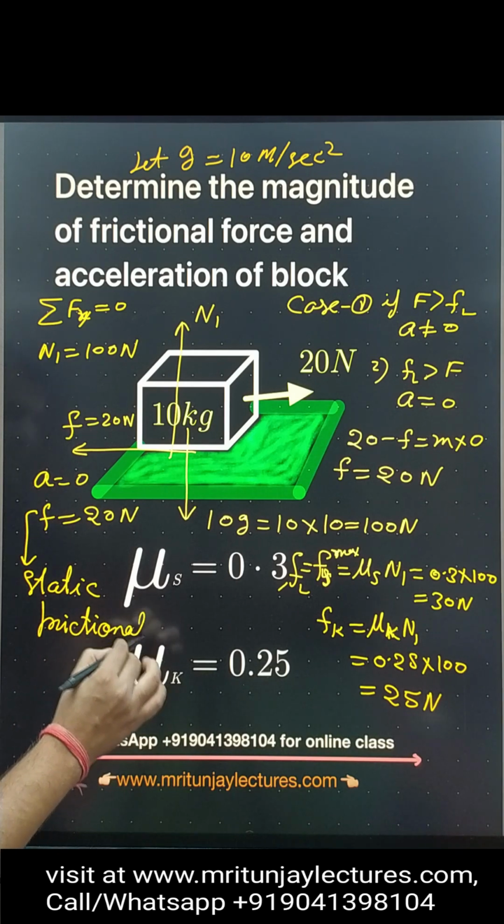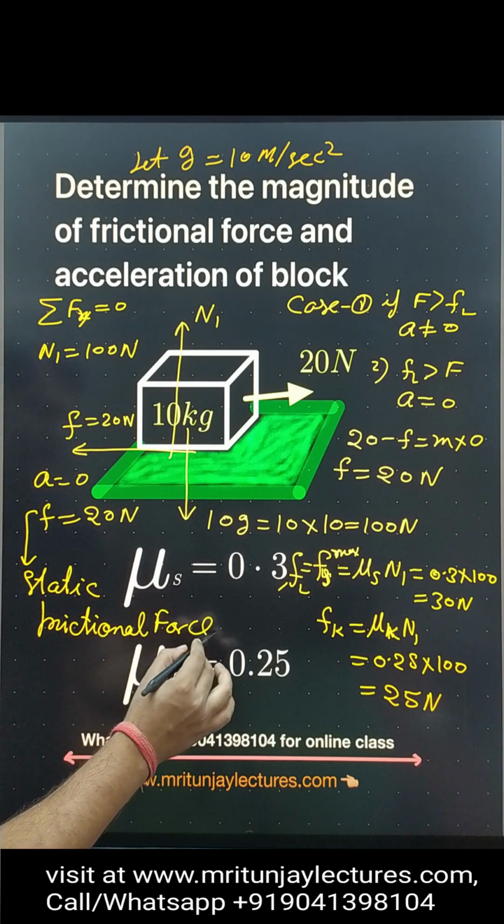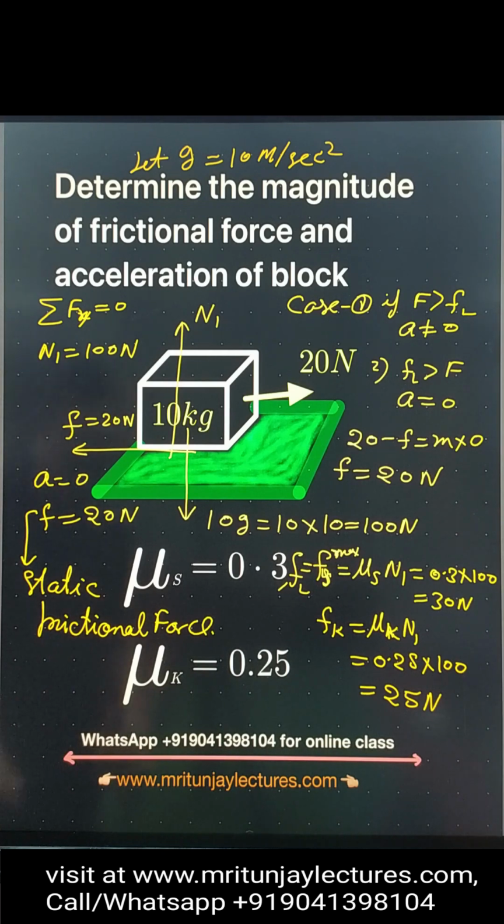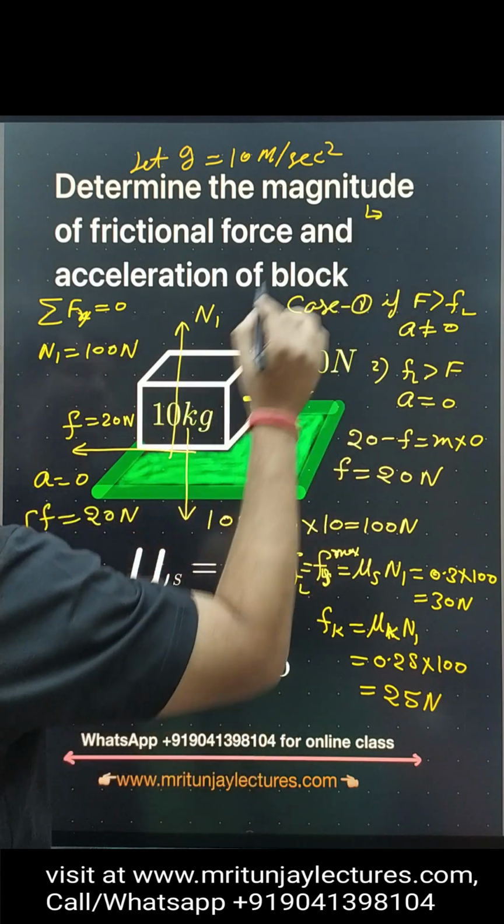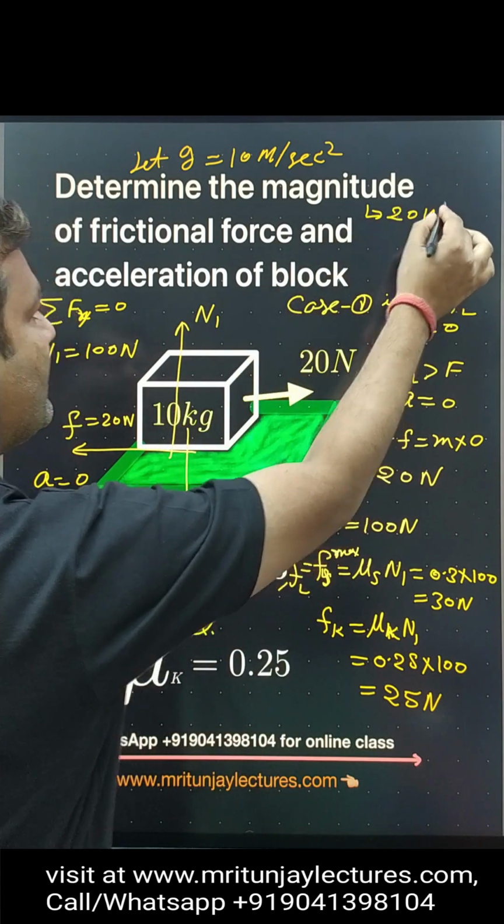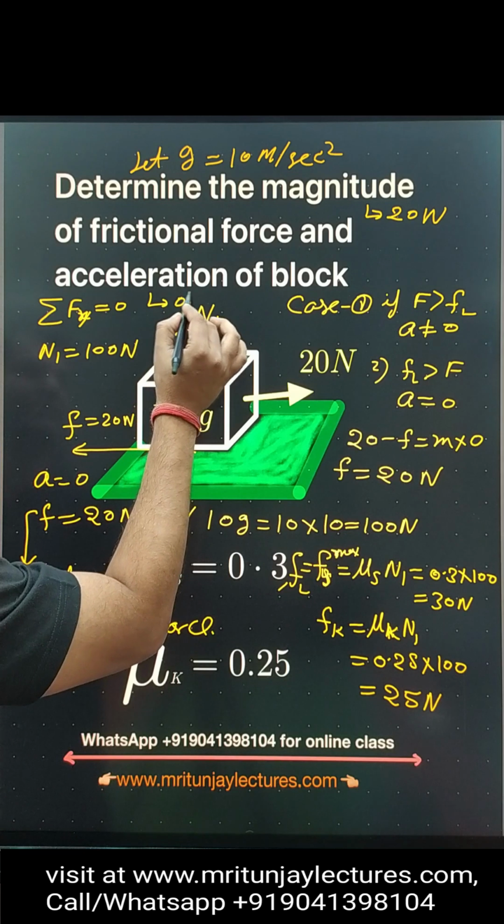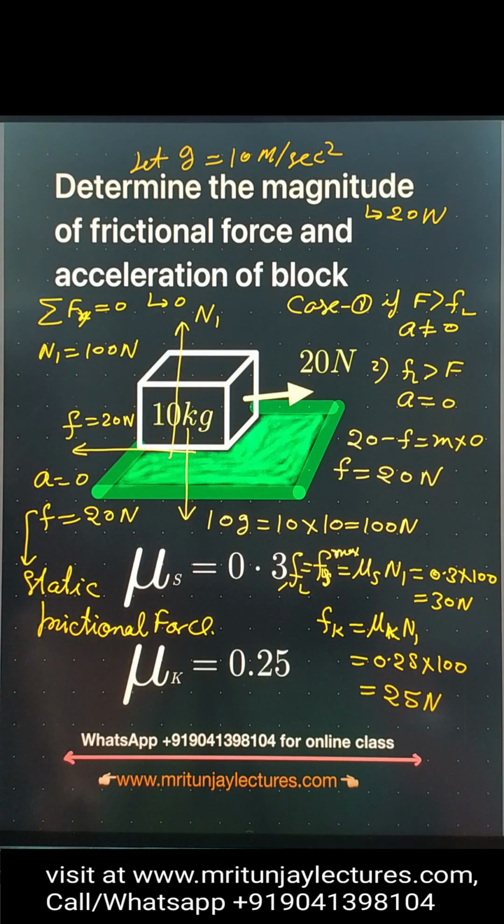And that static frictional force is adjustable in nature. Okay, so basically the magnitude of frictional force is how much? That is 20 Newton, and acceleration of the block is how much? 0. Okay.